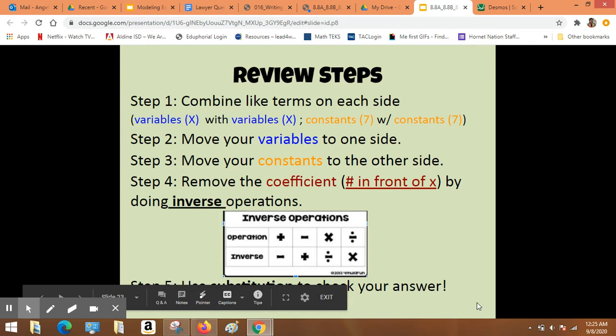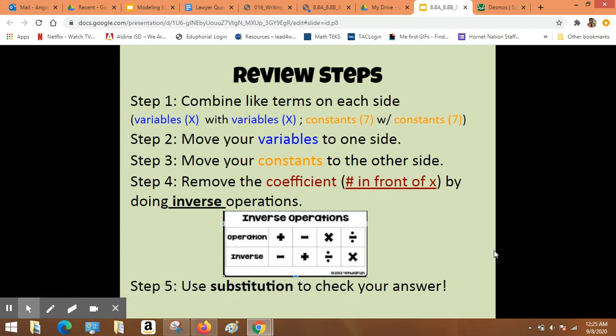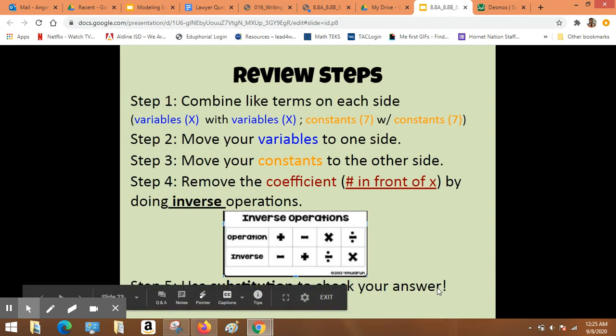And step number 5, we're going to substitute back to check our answer, okay? So use substitution to check your answer. Make sure you do that step. You're trying to check yourself.